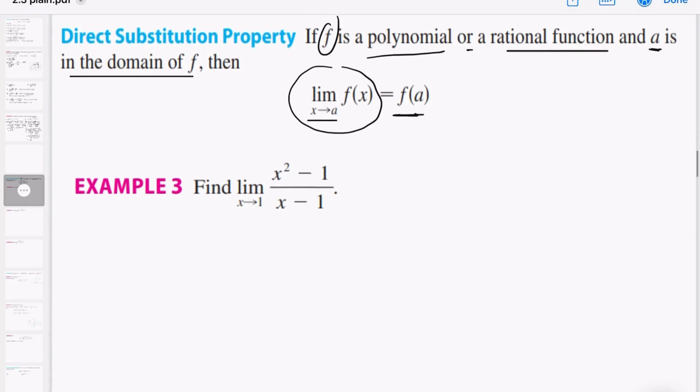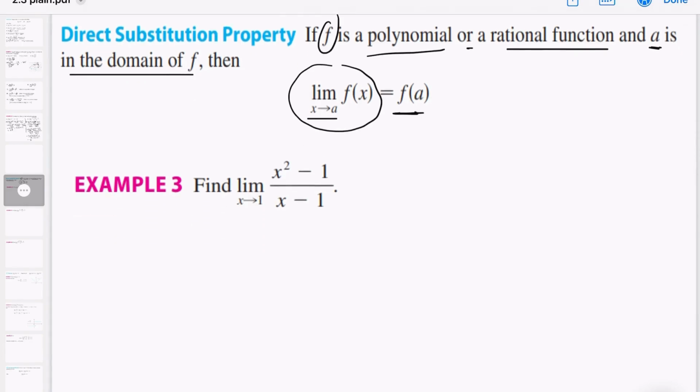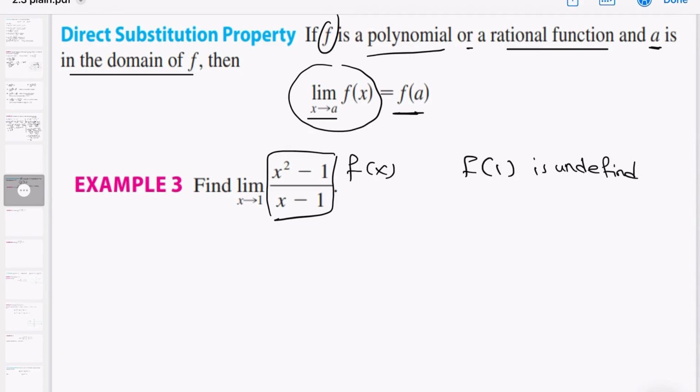Here is example 3. It says find the limit of this function. So here is the function. This is f of x. In this function, we can't find the limit by substituting x equal to 1, because f of 1 is undefined. It's just not in the domain. So we can't apply the quotient law because the limit of the denominator is equal to 0.